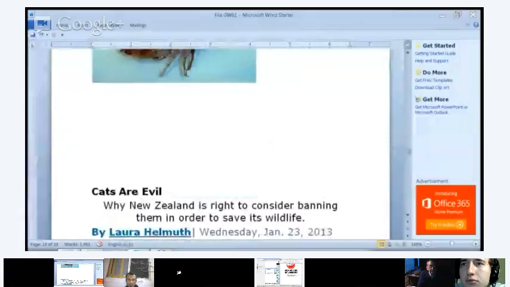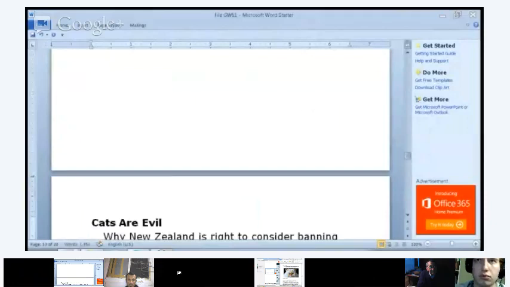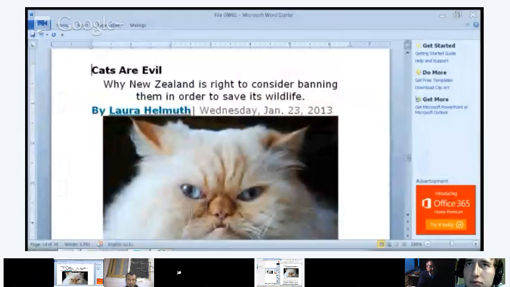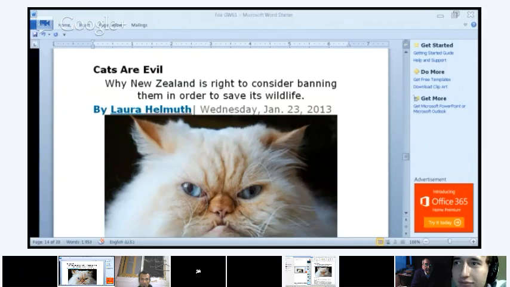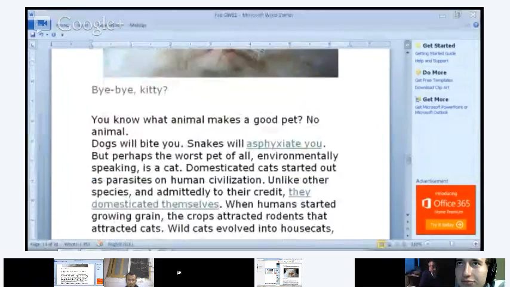And then, I really like this story. Now, I apologize, the reading in this story is a little advanced, but it's about the evil cats. And so I really like this story because I don't like cats. So, Esther, could you begin reading this, please? Yeah, cats are evil. Why New Zealand is right to consider banning them in order to save its wildlife? Okay, good. And we say evil. Evil. Yes, and this is an evil cat. I love that picture. Okay, so we're saying bye-bye, kitty. Could you read this for us, please, Esther?